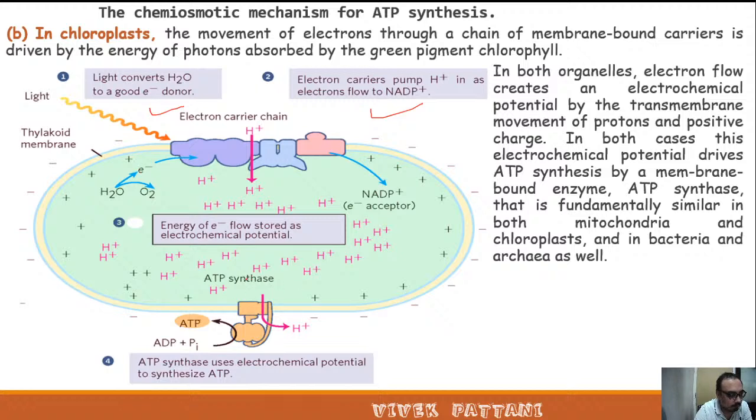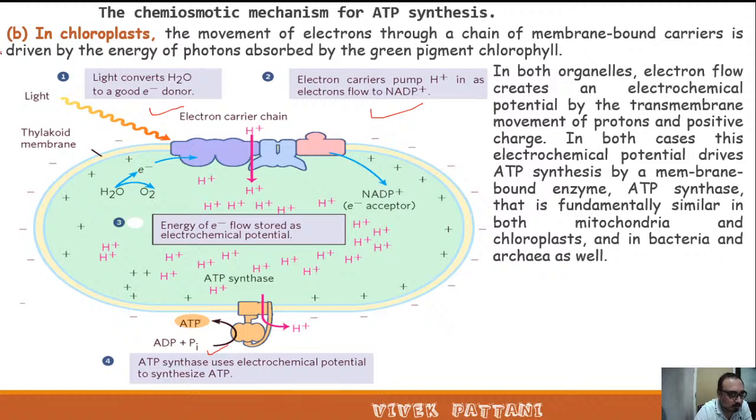Due to the accumulation of hydrogen ions in the membrane and the force generated through the electrochemical potential, it will activate the ATP synthase enzyme, which leads to the formation of ATP from ADP. This is how the mechanism works in the case of chloroplasts.